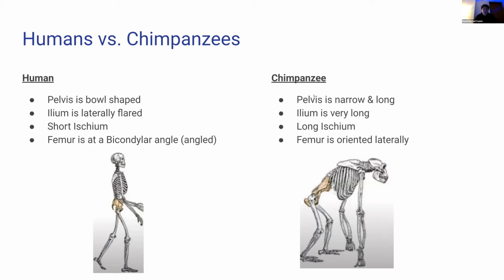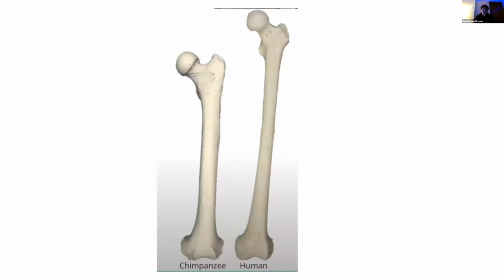And the chimpanzee has a narrow and long pelvis, a long ilium, a long ischium, and the femur is oriented laterally. So everything on the chimp is perfectly suited for quadrupedal walking, which is walking on all 4s. Bicondylar is kind of complicated, so I'm going to get into it on the next slide, and I think you'll be able to see this one really well.